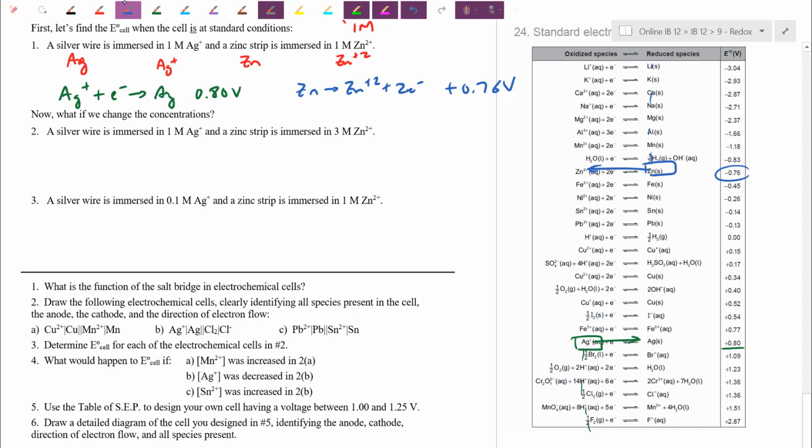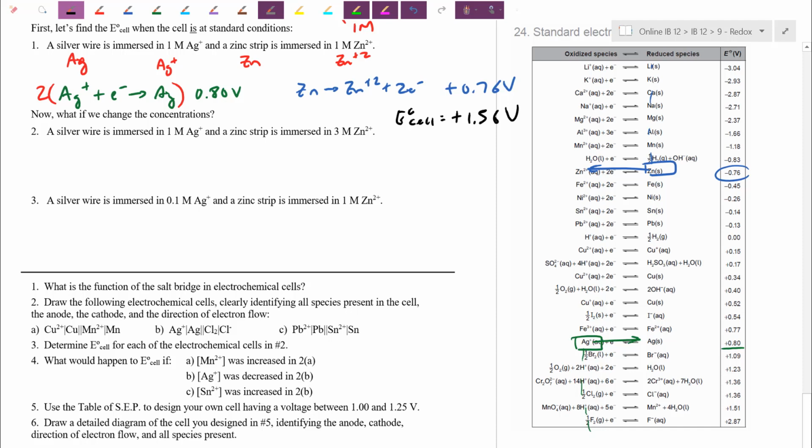We can do the standard balancing again, least common multiple, 2 times this, so you don't double the voltage. The total voltage is supposed to be these two added. What is 0.8 plus 0.76? This one here gives me 1.56, so the E cell at standard conditions of the working battery here is supposed to be 1.56 volts.